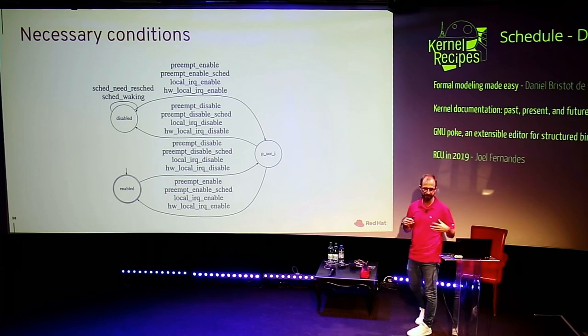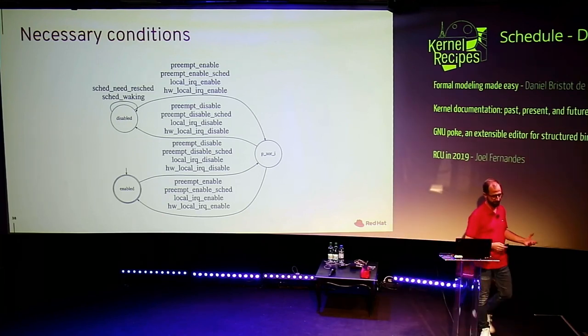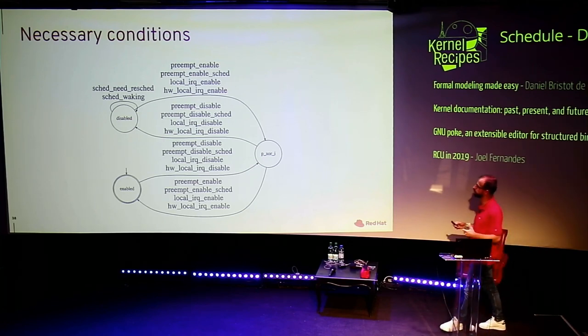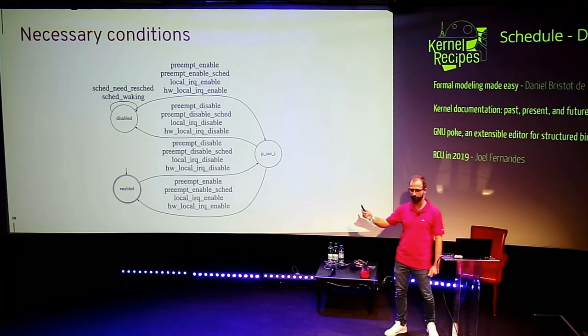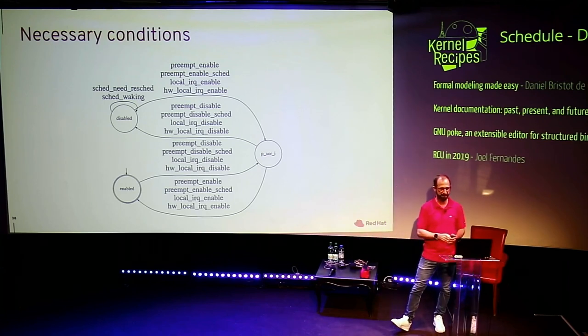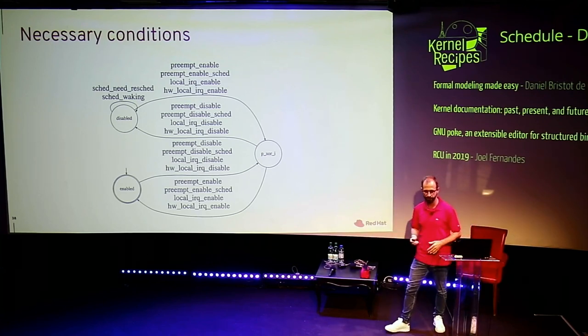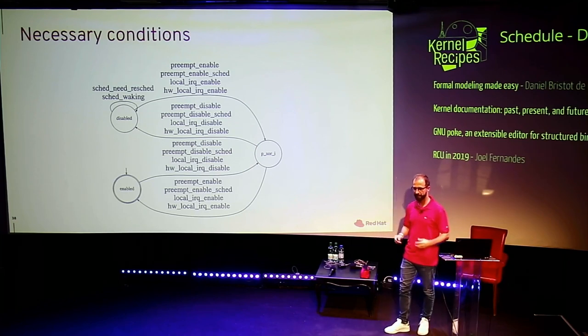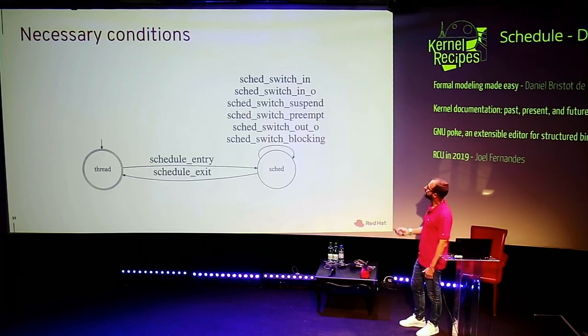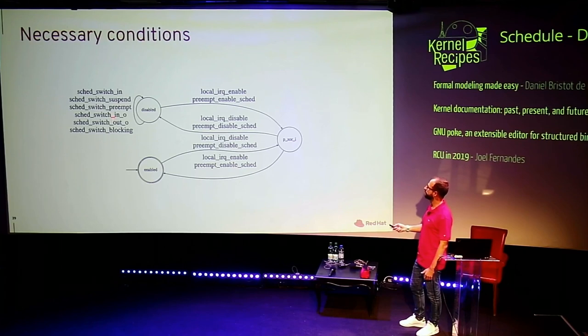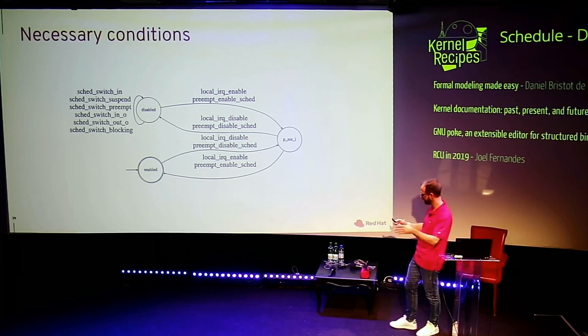I'm explaining here as a kernel developer, but we can translate this into properties that we usually write in papers, like these are the necessary conditions for that other condition to take place, or these are the sufficient conditions for this to take place. So we can translate this back into the way that we usually write in papers. So I will not allow this sched switch if I'm not with local IRQs disabled and preemption disabled to schedule the system, and so on.